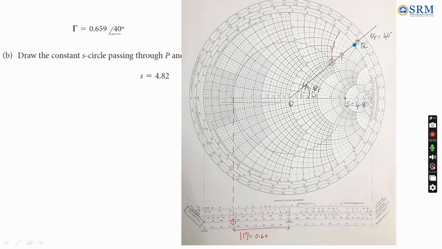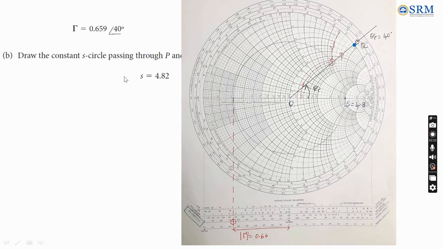Then to find the angle of reflection coefficient, we look at how much angle this load location is making from the real part of the reflection coefficient axis. So we have to extend this line OP to Q here, and if you could see, it is exactly located at 40 degree, the reflection coefficient angle.